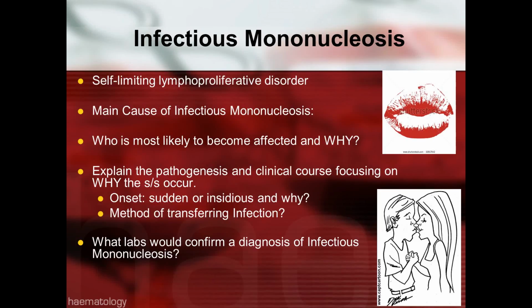Then the T lymphocytes and the natural killer cells are activated, and the lymph nodes become enlarged. They house all of those infected cells, and so they begin to swell.